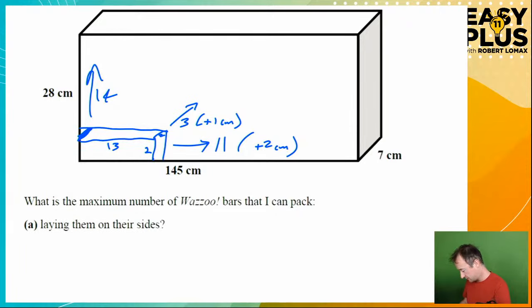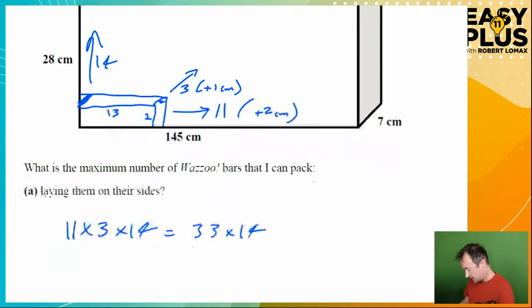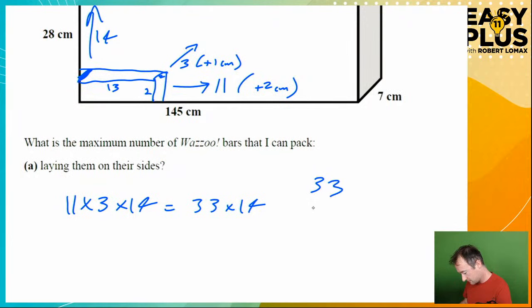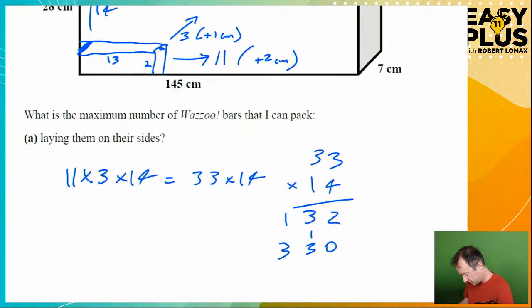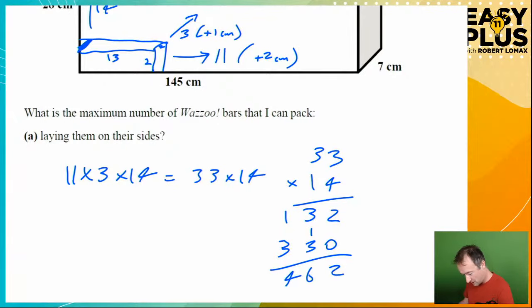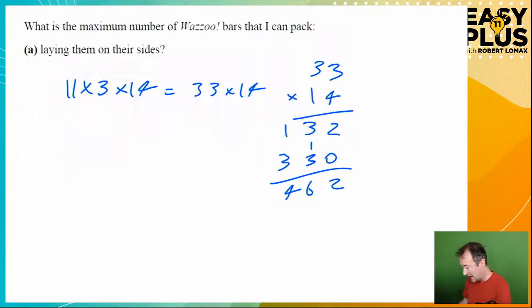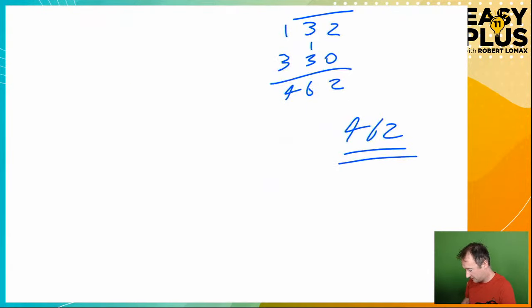So 11 times 3 times 14. 11 times 3 is 33, so 33 times 14. I'm just going to work that out quickly. Times 14: 4 times 3 is 12, so that's 132. Start with a 0. 1 times 3 is 3. Add them up: 2, 6, 4. We've got 462. Not centimeters cubed. It's how many wazoo bars. So the answer is just 462 that I can fit in, laying them on their sides.